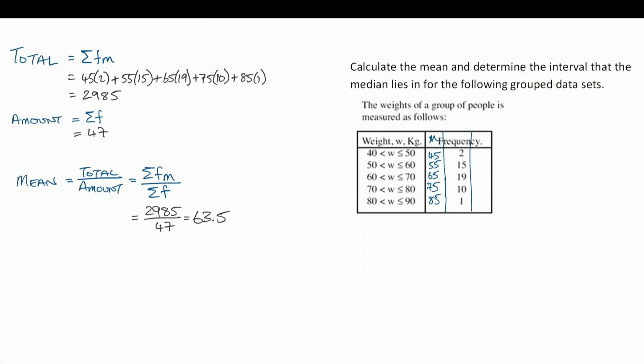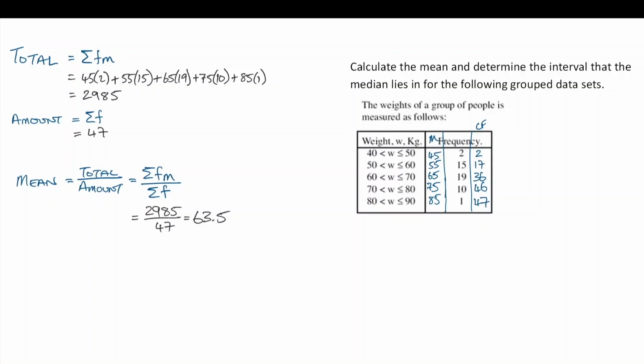To determine the interval that the median lies in, we need to calculate the median position. What position does the median occupy? Well, how many values did we have altogether? We know we have 47. We can use n plus 1 divided by 2 to identify the median position and then determine which interval that median position is in.